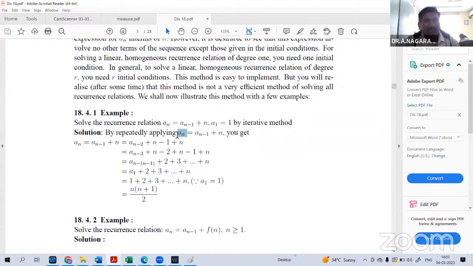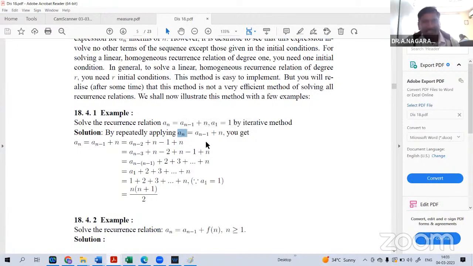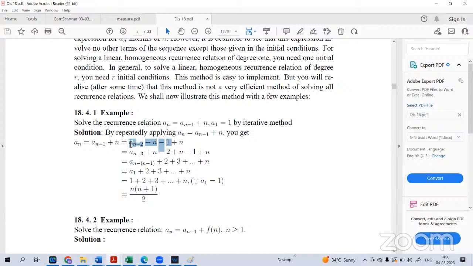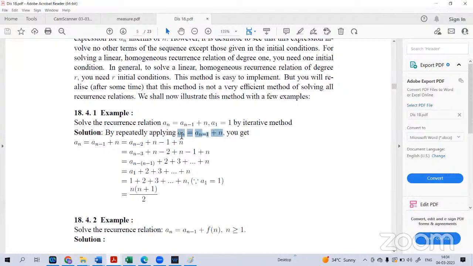Wait. What have I written for a_n? a_n = a_{n-1} + n. Why? Because he gave that recurrence relation. Now here, a_{n-1}: based on that a_n, you should write a_{n-2}.